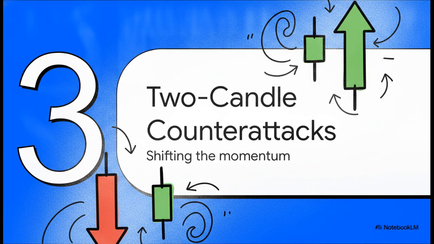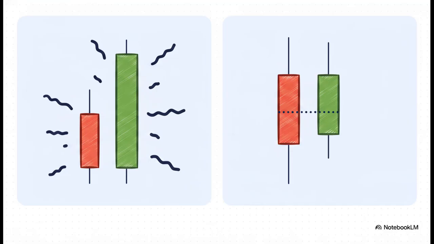All right, part 3, 2-candle counterattacks, shifting the momentum. So what happens when the bulls actually coordinate their attack over 2 full trading sessions? We'll compare these 2 powerful counterattacks. First, we have the bullish engulfing. This one is super aggressive. A small bearish red candle is completely swallowed or engulfed by a massive green candle on the second day. It's just a decisive shift in control.